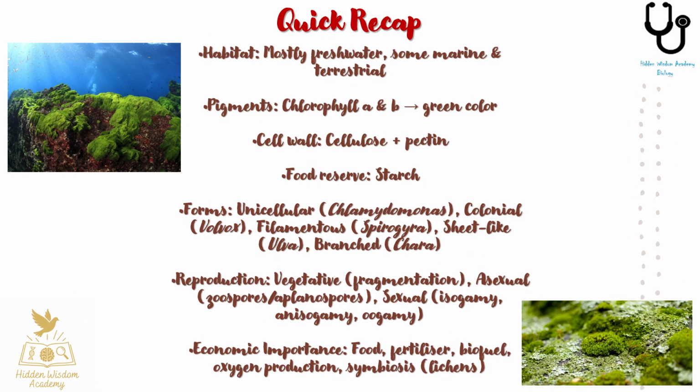Let's quickly recap green algae. Most live in freshwater, but some are found in the sea or on land. They are green because of chlorophyll A and B, and store starch in a cellulose pectin cell wall. Green algae come in different forms: single-celled Chlamydomonas, colonial Volvox, filamentous Spirogyra, sheet-like Ulva, and branched Chara. They reproduce vegetatively, asexually with zoospores or aplanospores, and sexually by isogamy, anisogamy, or oogamy. Economically, they are used as food, fertilizer, biofuel, and in symbiosis like lichens.